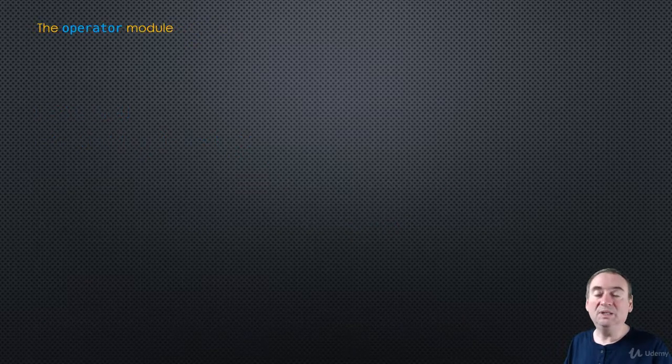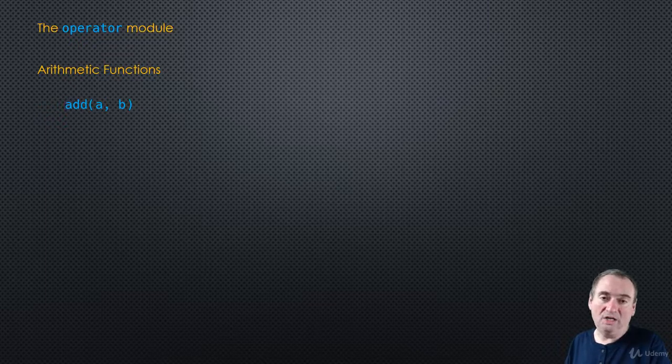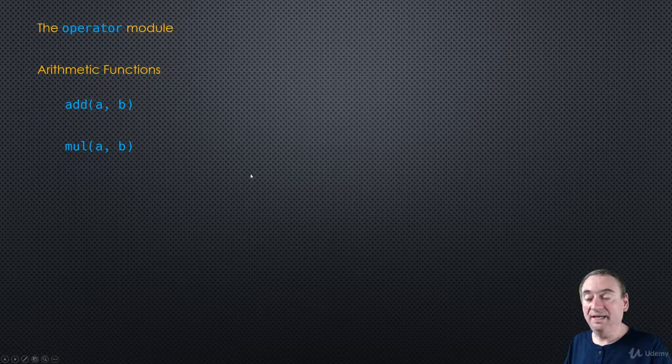So for example, let's see some functions that are available in the operator module. Well, we have a bunch of arithmetic functions, like for example, add. So instead of doing lambda a comma b colon a plus b, that would return the sum, you can just call add. You can pass in add, let's say, to a reduce function. And that will then add all the elements of that list. Or you can use mul for the multiplication operator. That will multiply a and b.